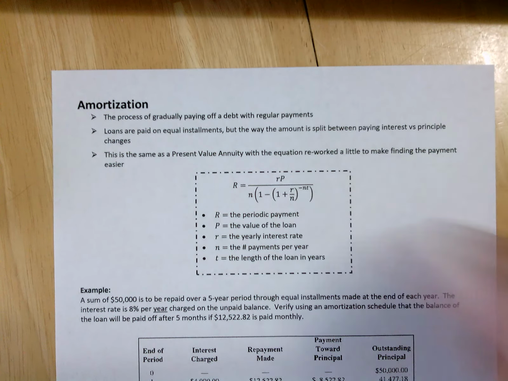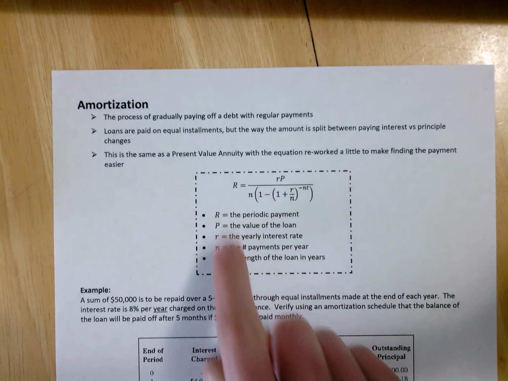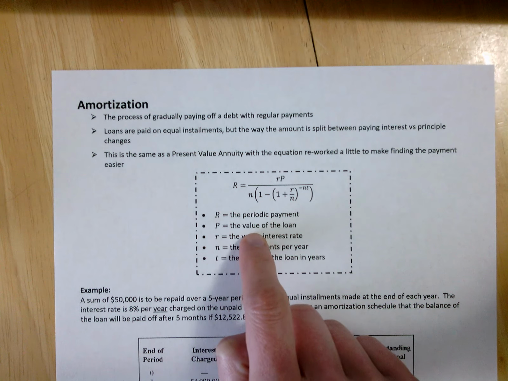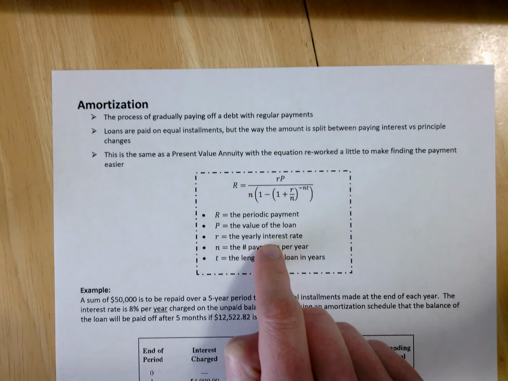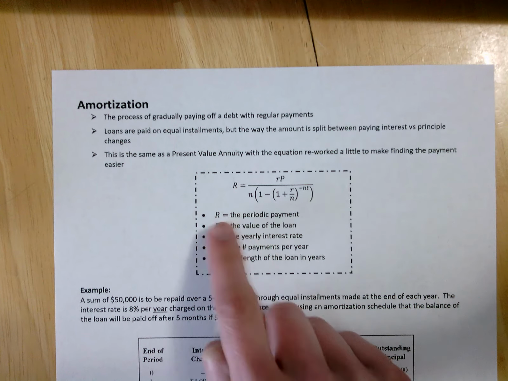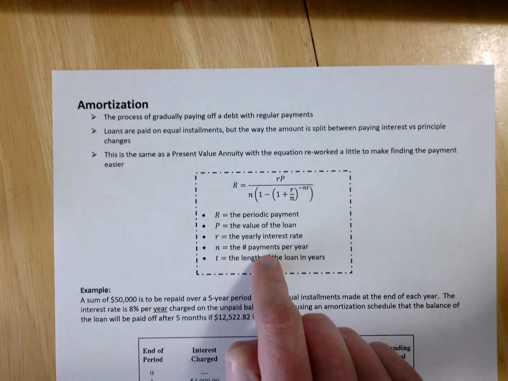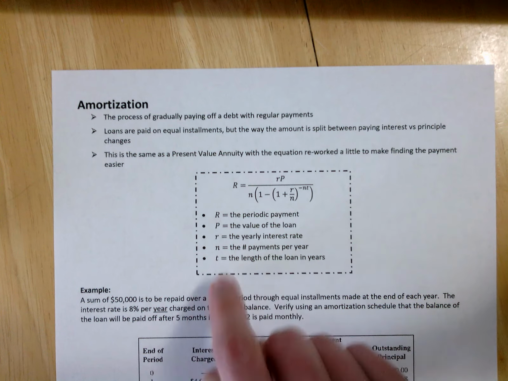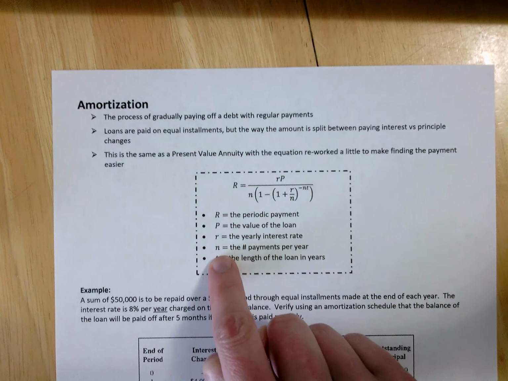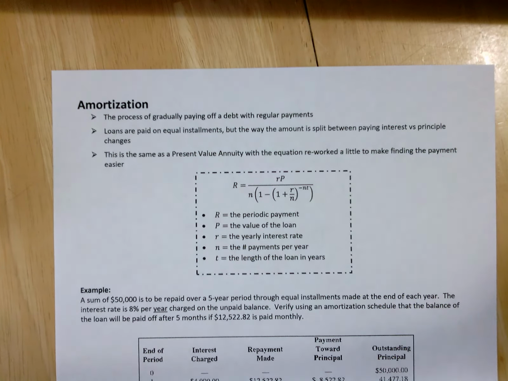Okay, so here's our equation. R is your periodic payment. P is your principal, the value of the loan, so how much money you borrowed. r is your yearly interest rate, yearly, okay? So that's little r versus big R. n is the number of payments per year. That's usually going to be 12, since usually you have monthly payments. And then t is the length of the loan in years. So n is the number of payments per year, but t is the length of the loan in years.